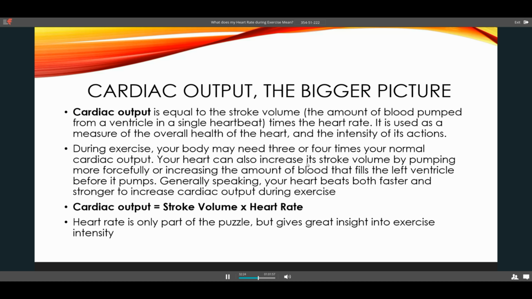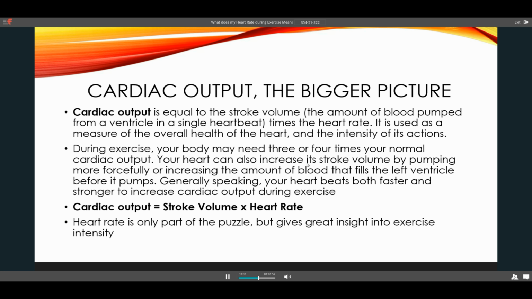So we're going to take a quick look at the big picture here of where heart rate fits into the cardiac output. Think of cardiac output, it's everything that your heart can do. It's equal to the stroke volume, and that's basically just the amount of blood that's pumped each heartbeat. It's used as a measure of overall health of your cardiovascular system and also the intensity of the actions that it's performing. So during exercise, of course, your body may need 3 to 4 times what your normal cardiac output is while you're resting.